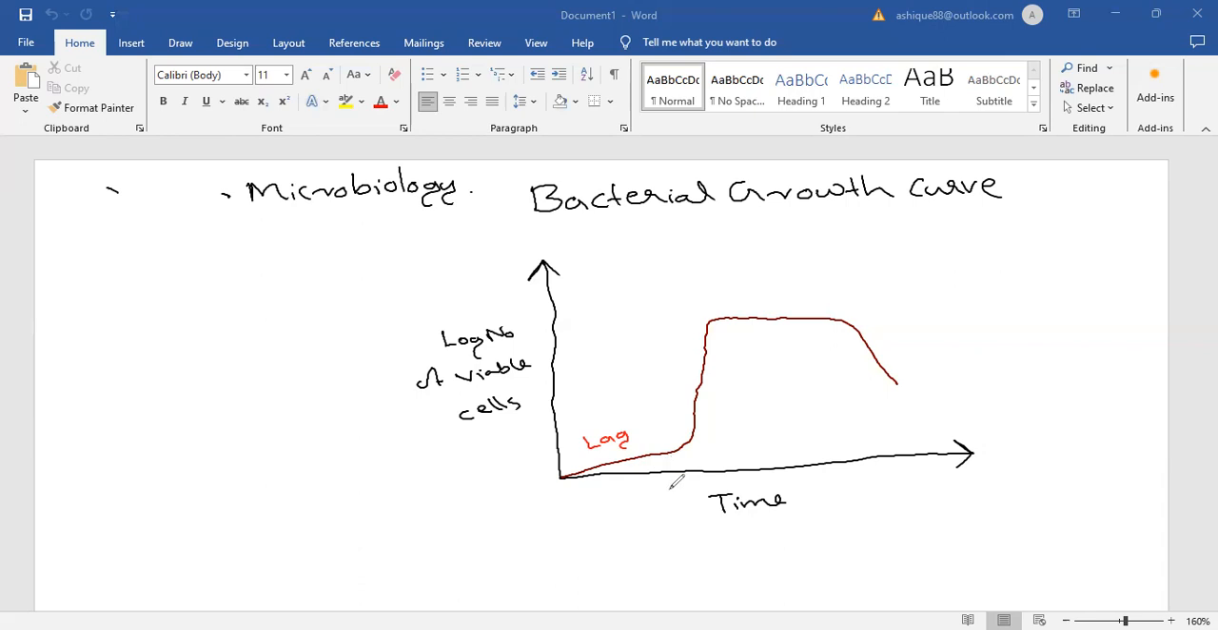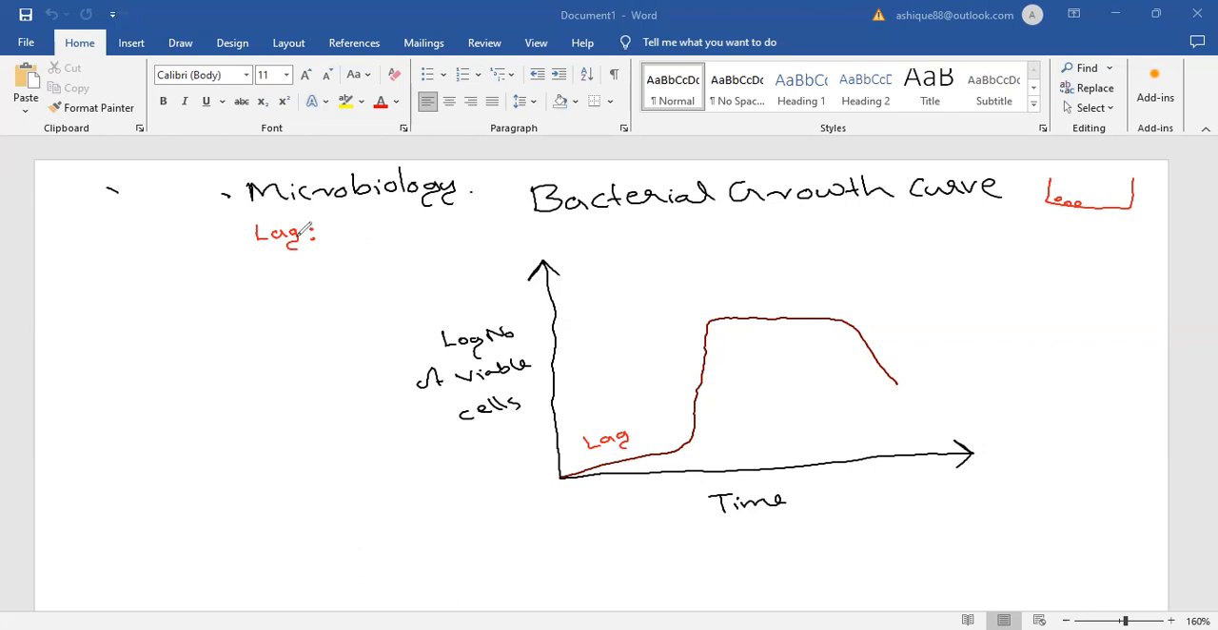What is happening during the lag phase? During the lag phase, a small number of bacteria are there in a medium, and we are looking at their growth in this particular vessel. Initially, the growth will be very slow. That phase is known as the lag phase. There isn't that much division or reproduction during this phase.